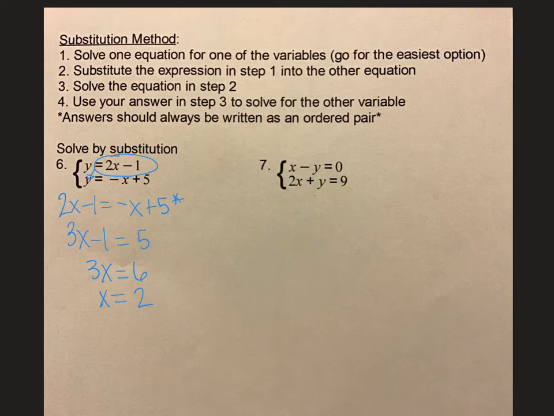That's step 3. So now step 4, I'm going to take that answer I got in step 3 and plug it back into one of my original 2 equations to solve for the other variable. It does not matter which one you plug into at all. So I'm just going to plug it into the first one. So y equals 2 times x, which in this case is 2, so I'm plugging in that 2, minus 1. Well, 2 times 2 is 4. 4 minus 1 is 3. And then last thing you do is write that answer as an ordered pair.